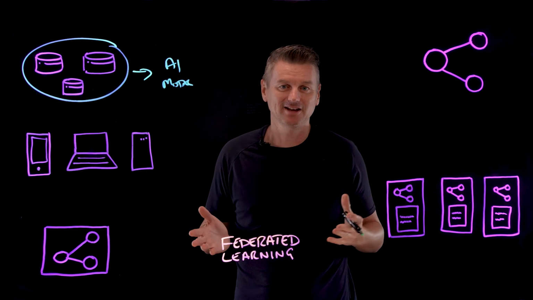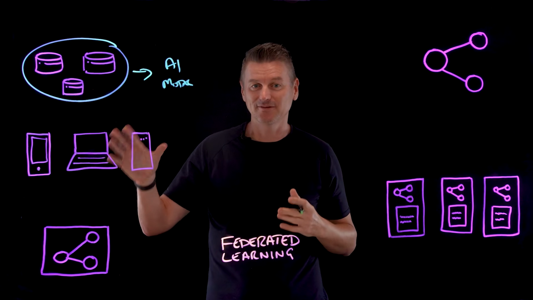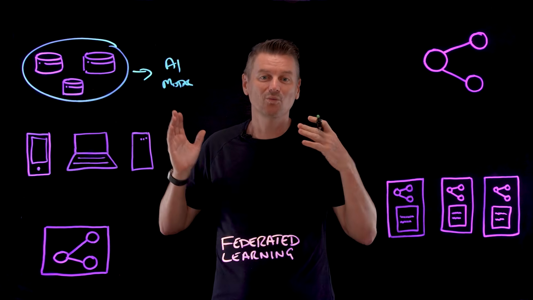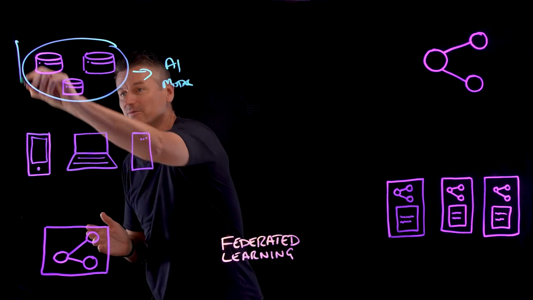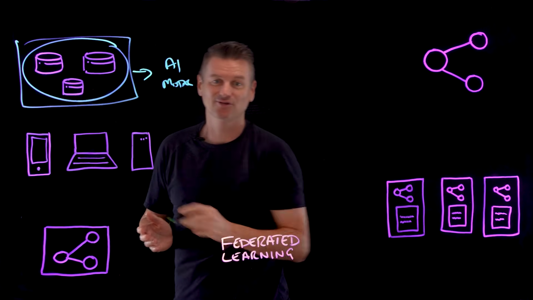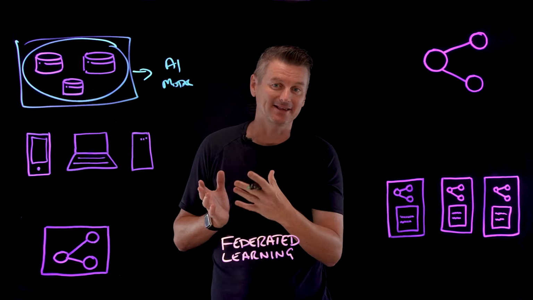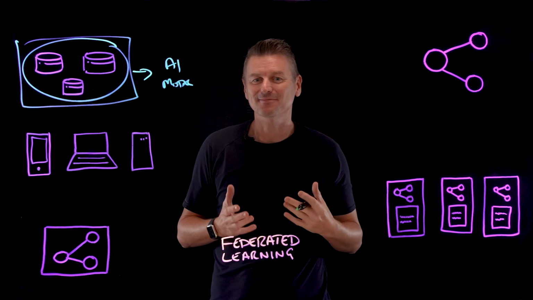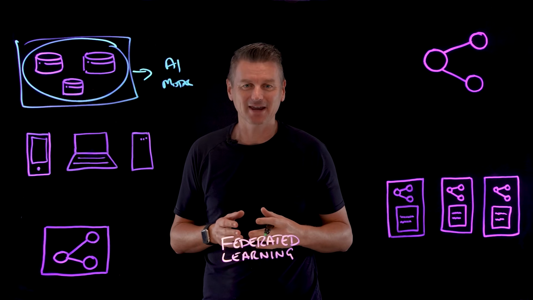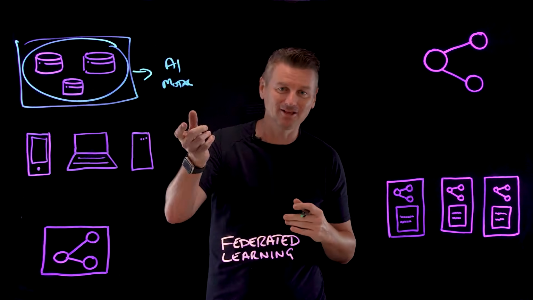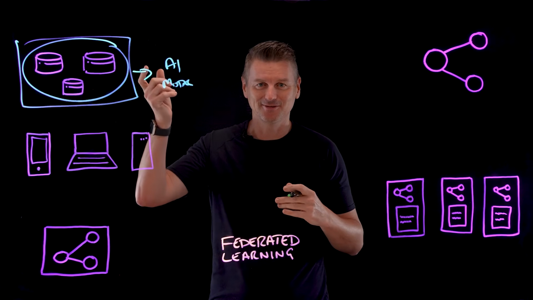Now, normally in machine learning, we gather all of this data from different sources and bring it to one place. All of this will reside in a central server, and that's where the actual training of the model takes place. Federated learning turns this process on its head. Instead of bringing the data to the model, we take the model to the data.